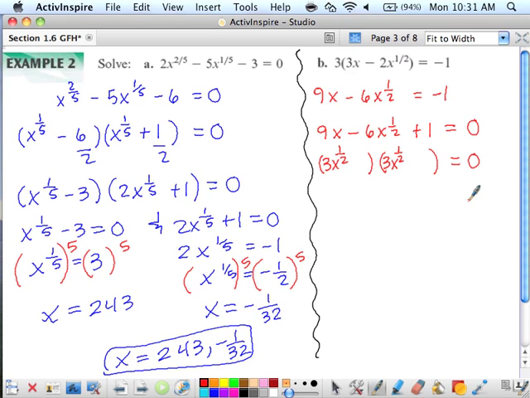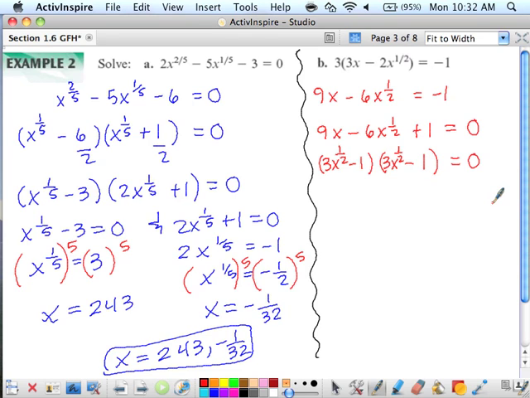Then I need both negative, and the only factors that multiply to 1 are 1 and 1. So let's check and see if that works. 3x to the 1/2 times 3x to the 1/2 gives us 9x to the 1. Outer and inner are both negative 3x to the 1/2, which gives us negative 6x to the 1/2. And last times last would give us positive 1. So it does check out.